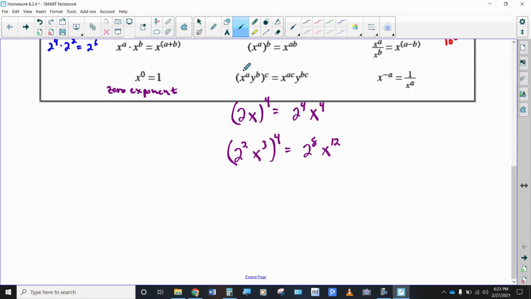Okay, so what did we call this? This was the power of a product property, where these two guys are being multiplied together, so they represent a product. So this has to apply to each of the factors within that product. And then the zero exponent, I guess I'll go with purple all the way because it's still nice. Zero exponents, no, negative exponents.